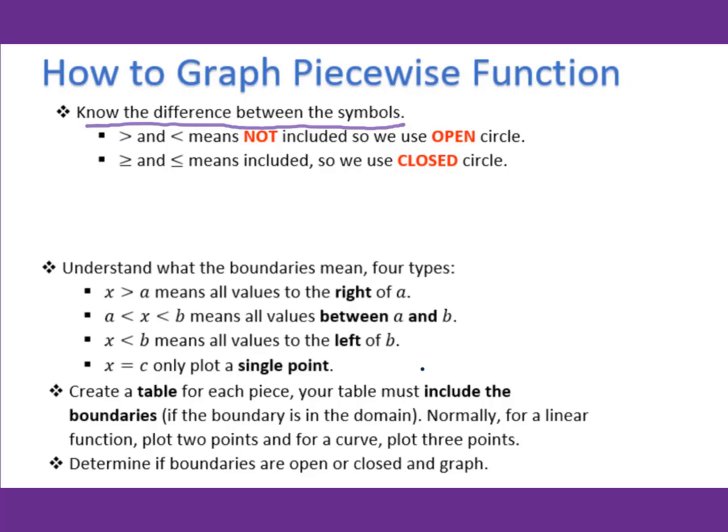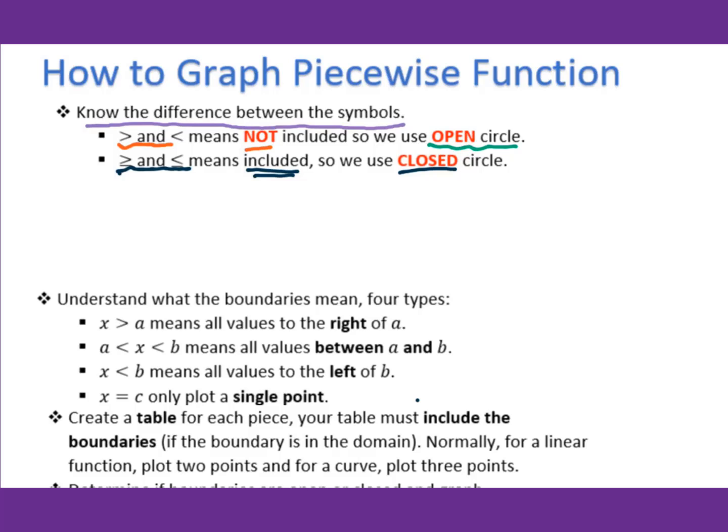When you have a greater than or less than, it means not included, so we have to use the open circle. When you have a greater than or equal to or less than or equal to, it means included, so we have to use a closed circle. How to memorize this? We use a happy face and an angry face to memorize.